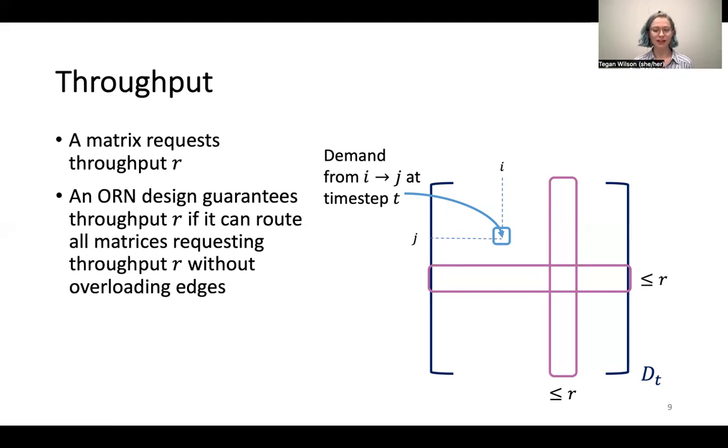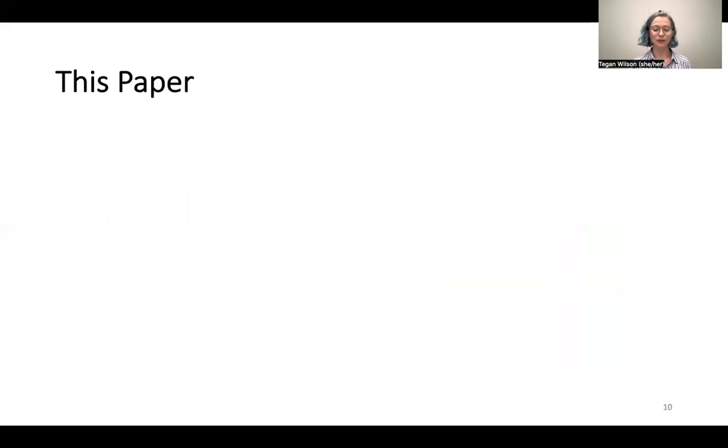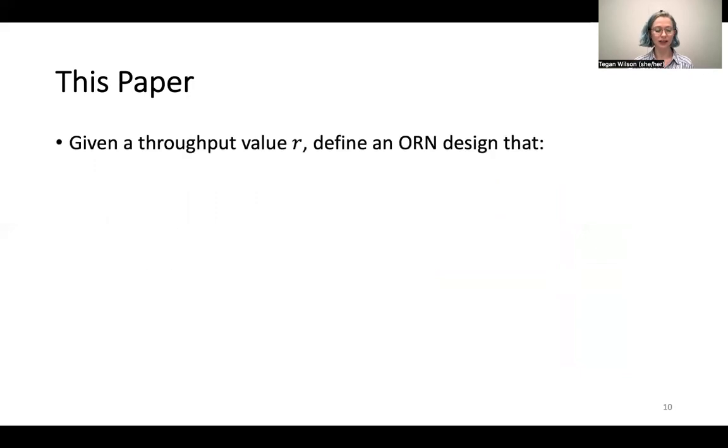So that motivates this definition of throughput. Now that we understand throughput and latency, we can talk about the main result of our paper. It's the following. Given a particular throughput value R, we aim to define an ORN design that both guarantees throughput R and minimizes the maximum latency L.